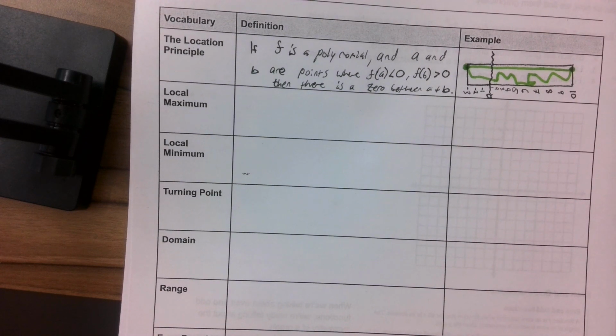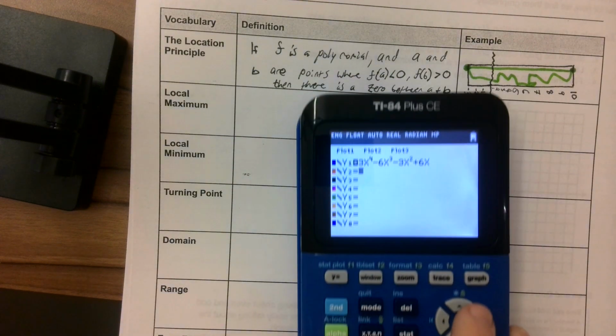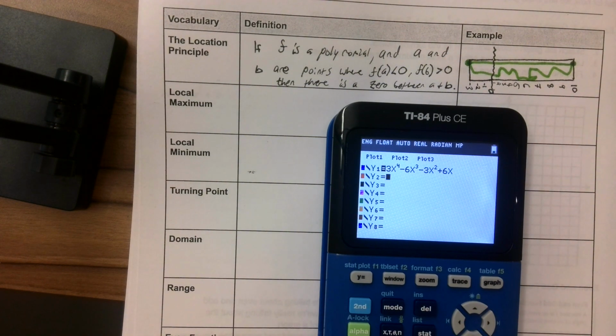Next up, we're going to start actually describing graphs. So here's what I'd like you to do. I'd like you to take out your graphing calculator. We're going to need it for today. And I'd like you to graph the following function. I want you to graph y1 equals 3x to the 4th minus 6x cubed minus 3x squared plus 6x. Pause the video here if you need a second to type it out.